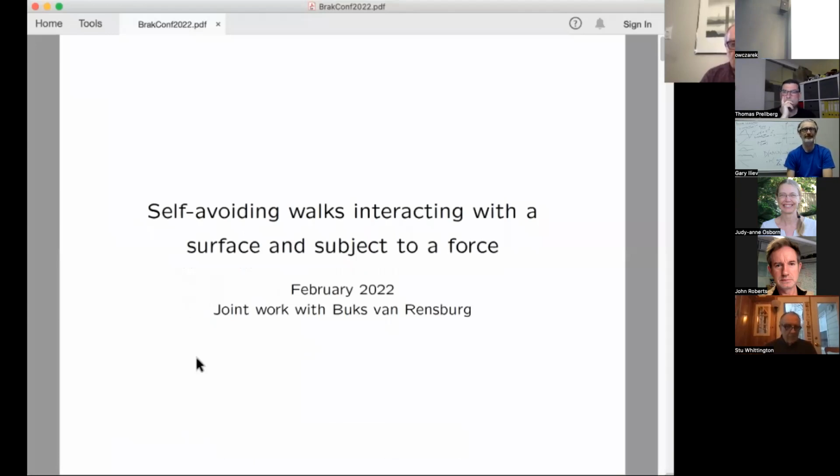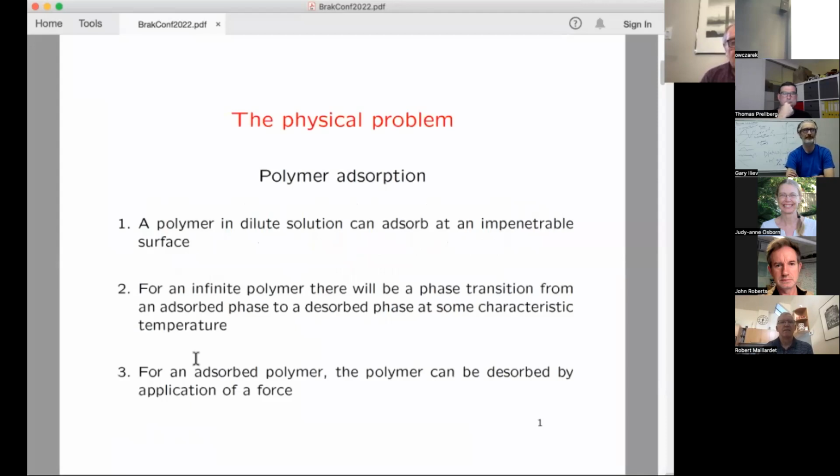The problem that I want to talk about is a self-avoiding walk interacting with a surface, but where there's a force which can pull the walk off the surface. So it's a mixture of an attractive force pulling it into the surface, and a force trying to move it away from the surface. This is connected to a real physical problem, which is polymer adsorption.